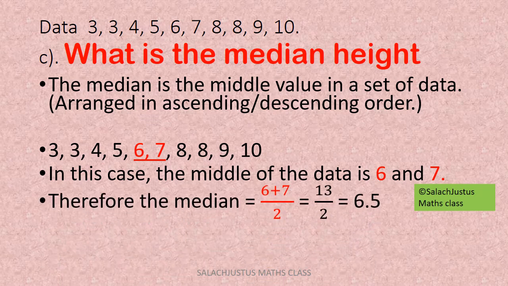What we do to them is we add the 2 values and divide by 2. So 6 plus 7 we get 13, divide that by 2 we get 6.5. Suppose this data had only one value at the middle, that particular value will be the median of that data. Our median therefore is 6.5 for this question.